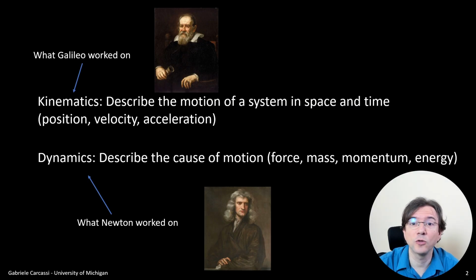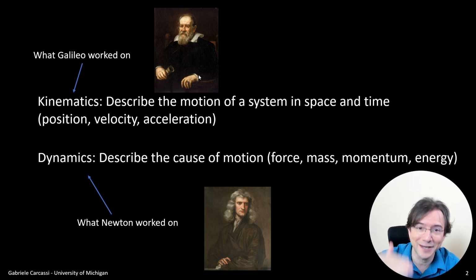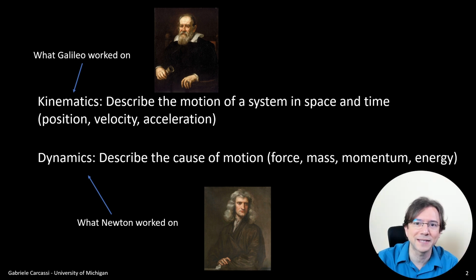First of all, I want to make a distinction between two things, the kinematics and the dynamics. The kinematics describe the motion of a system in space-time. So kinematic variables are position, velocity, and acceleration. And this is what Galileo studied by letting things go on an inclined plane, seeing how they behaved and so on. So you just have a description of what is happening.